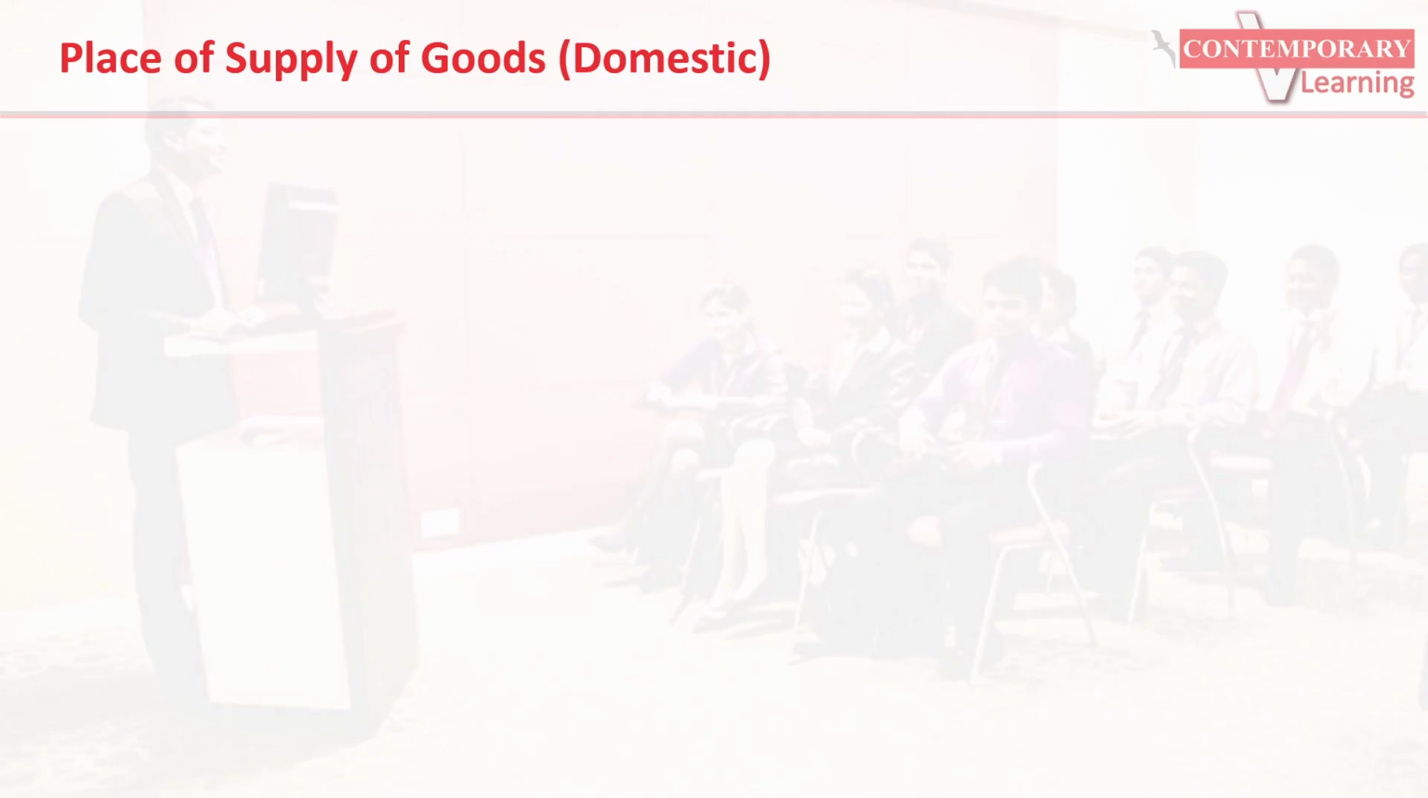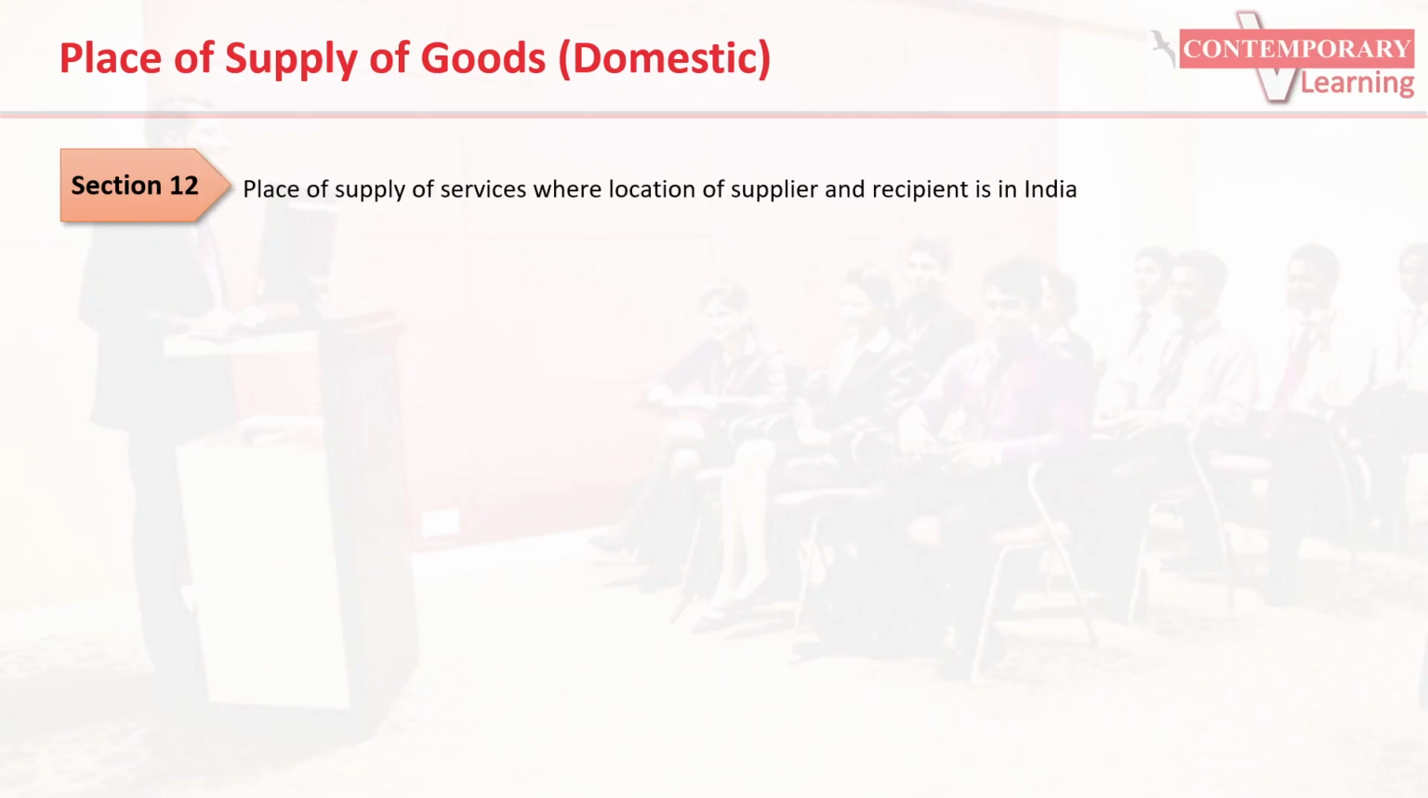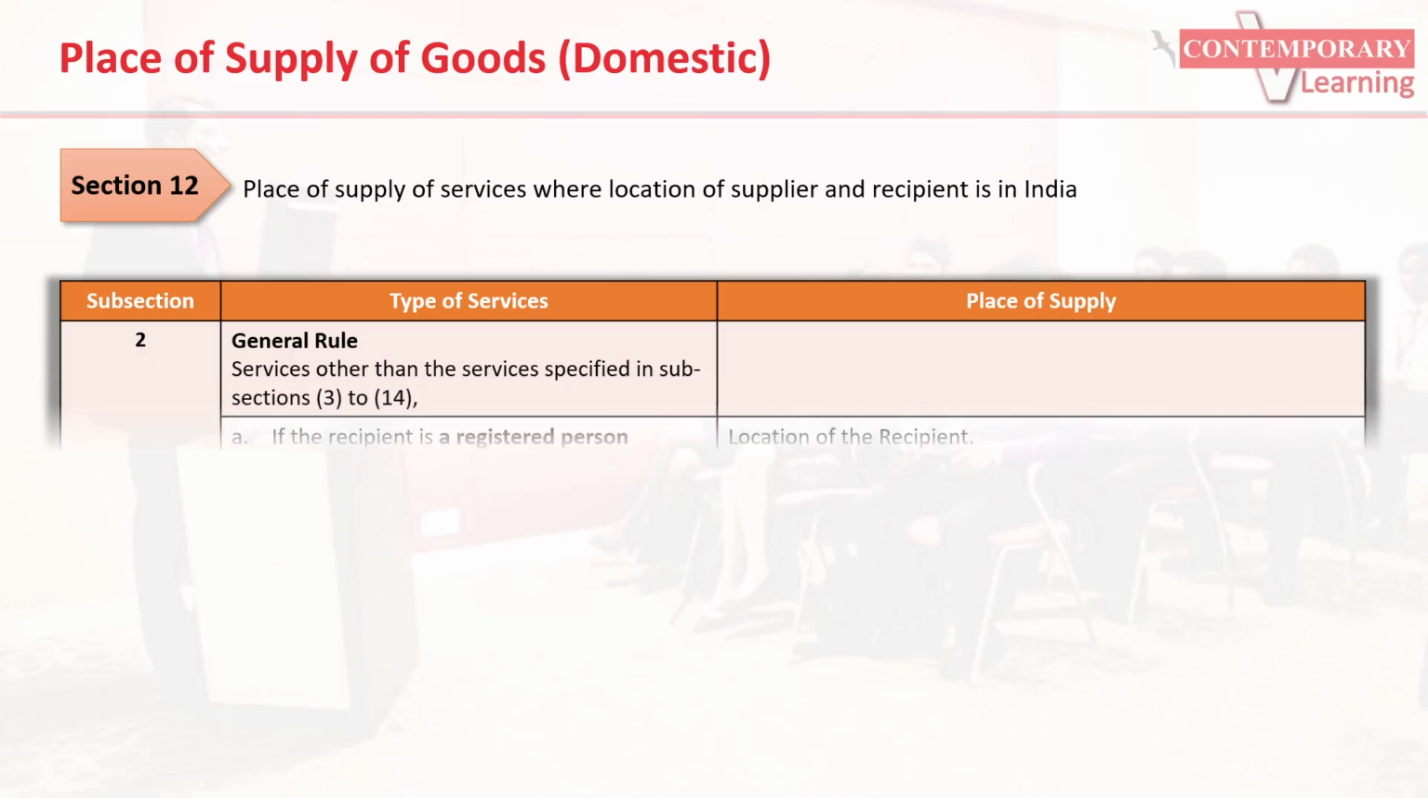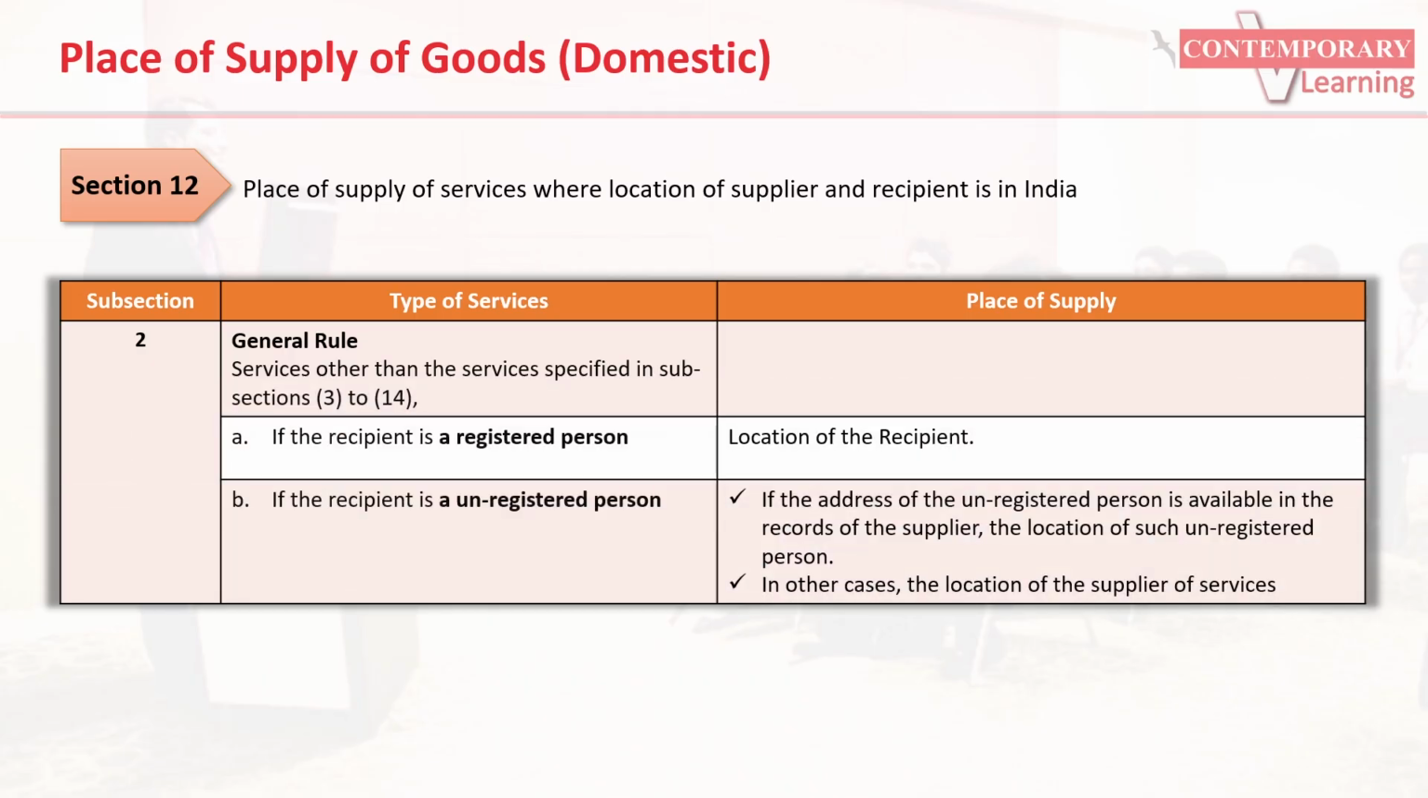Now, let's move to services which have more complex rules. The general rule under Section 12 is beautifully simple. For registered recipients, the place of supply is the recipient's location. For unregistered recipients, if you have their address in your records, that's the place of supply. If not, it defaults to your location as the supplier. But services have many special categories with specific rules, and that's where it gets interesting.